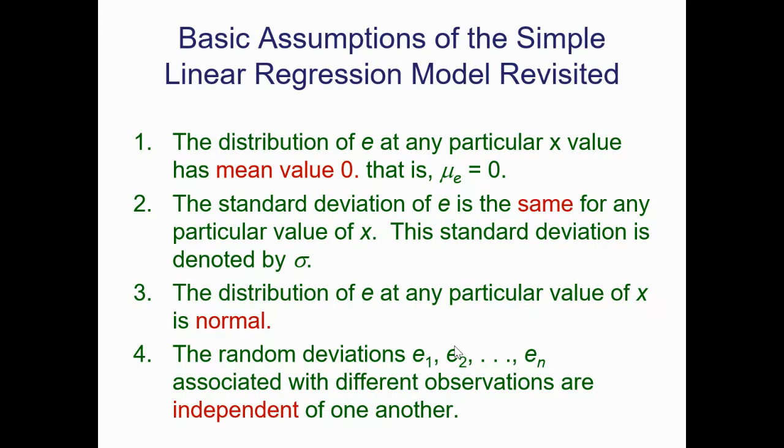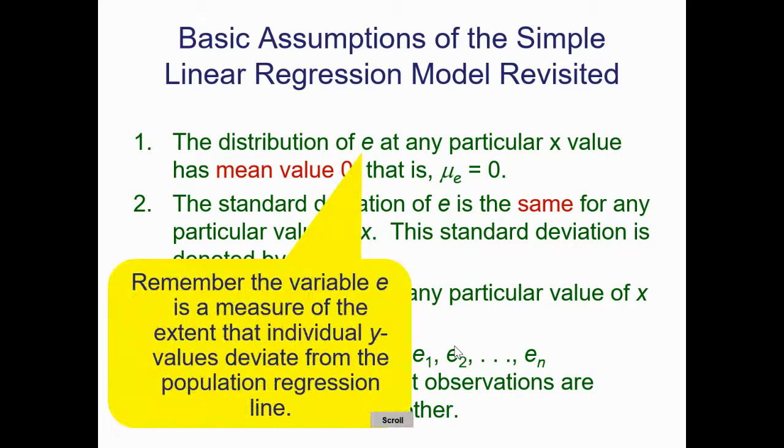Okay, so let's again review the basic assumptions. The distribution of errors at any particular x value has a mean of 0. So remember, the variable e is a measure of the extent that an individual y value deviates from your population line. So on average, it wouldn't deviate much.